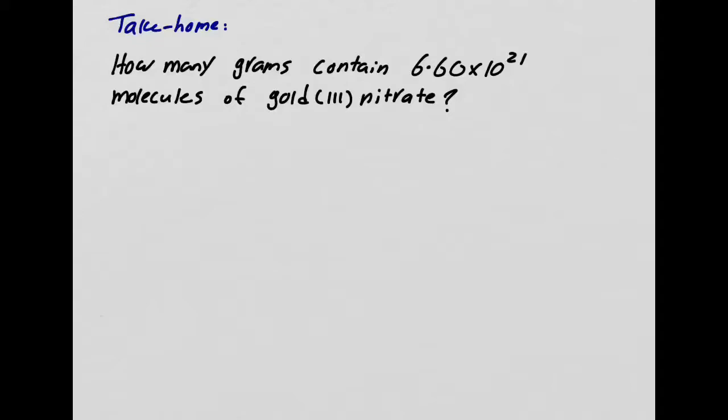Now, what I want you guys to do: how many grams contain 6.60 times 10 to the 21st molecules of gold-3 nitrate? Here's my hint to you. Write down what's given to you. Look at the chart where you're trying to go and cancel out, because canceling out is your best friend. We've talked about that. And then you need to make sure you know the formula for gold-3 nitrate. I'm trying to test you to make sure you remember your naming. All right, this is your take-home problem.